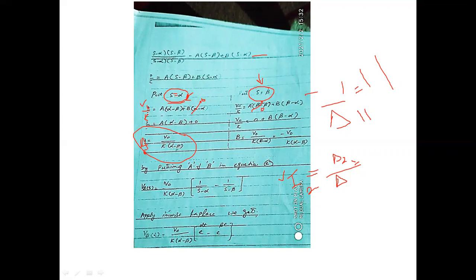Here is alpha minus beta, here is beta minus alpha, so taking minus common, so that it looks similar to this one. By taking minus common, we will get minus v naught over k into alpha minus beta. By putting a and b values in equation number 6, we will get, taking common, v naught over k into alpha minus beta, 1 over s minus alpha minus 1 over s minus beta, applying the inverse Laplace.